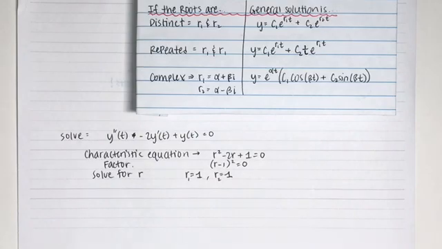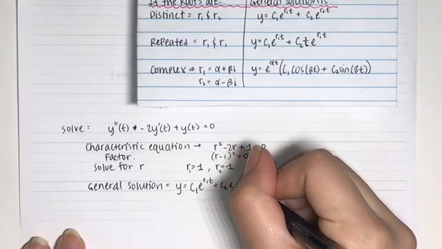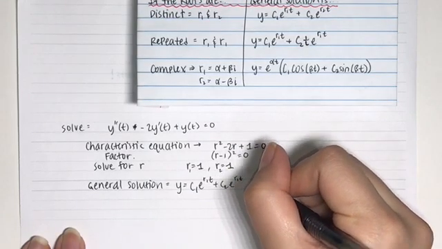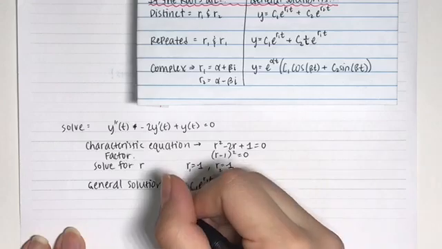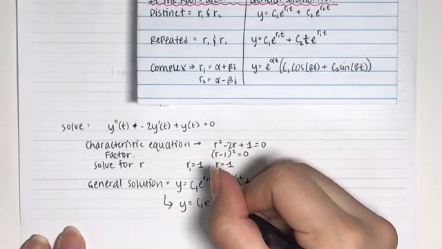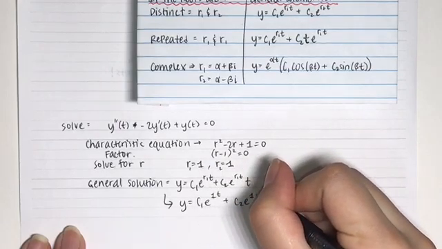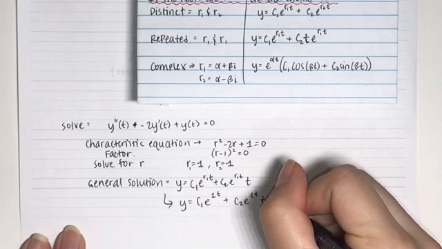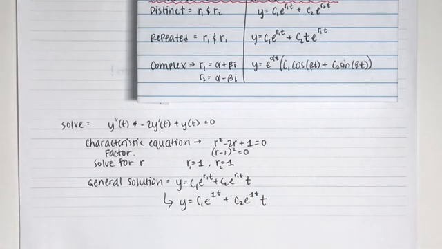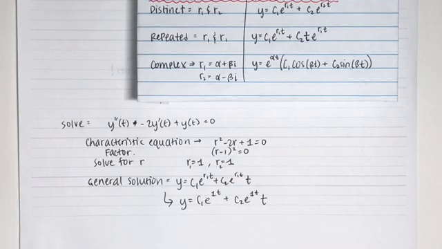So let's look at our chart and see what our formula will be. We substitute our values of r into the formula, and as you can tell, the only difference we have in the formula compared to the one we used in the previous problem is that the second term is multiplied by t. So y = c1 e^t + c2 t e^t.